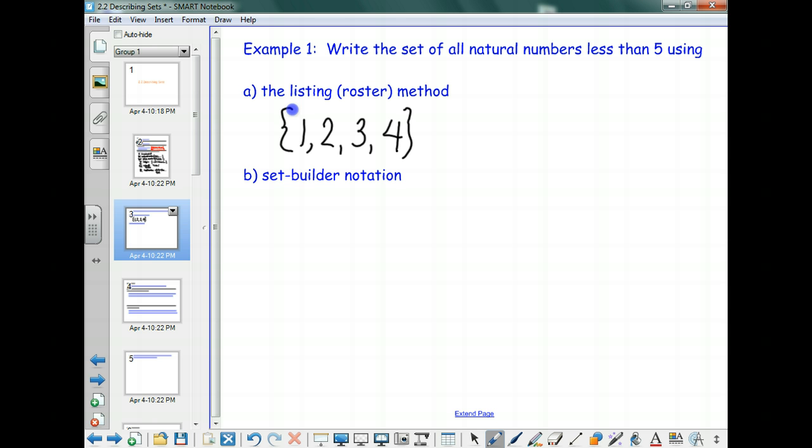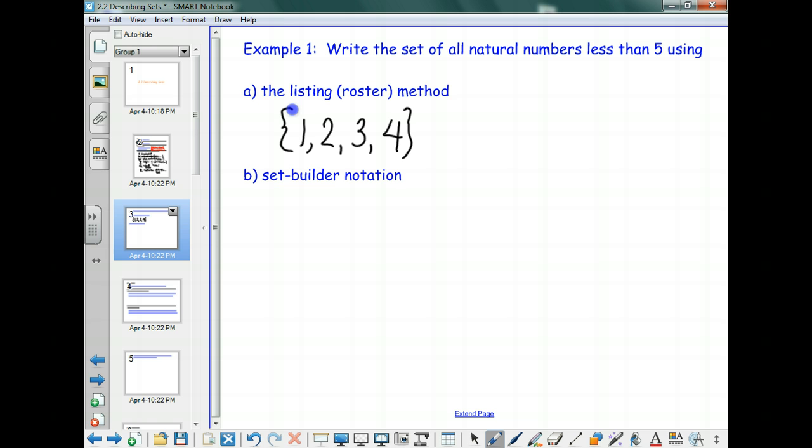So this is the listing method. And this is a great method, right? If I only have the numbers 1 through 4, this is definitely the one that I like the best. But if it said it wanted me to do the listing of all natural numbers less than 100, I wouldn't be keen on that idea. I don't want to list out all the numbers that are less than 100. So there's definitely sets that I can describe that this works well for, and there are definitely sets for which it doesn't work so well.